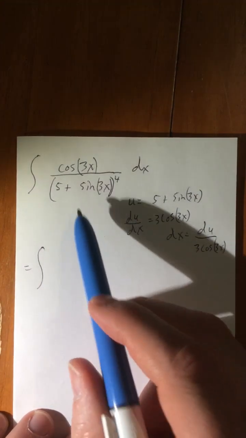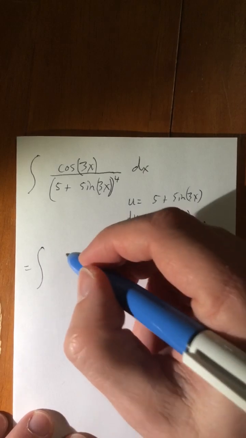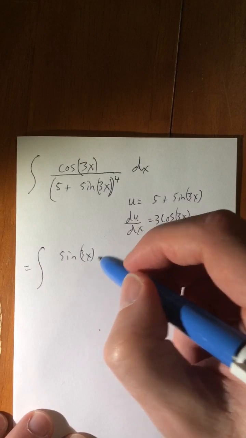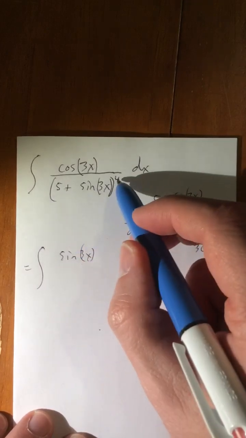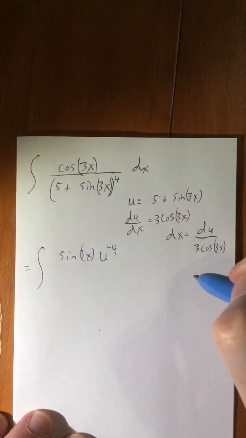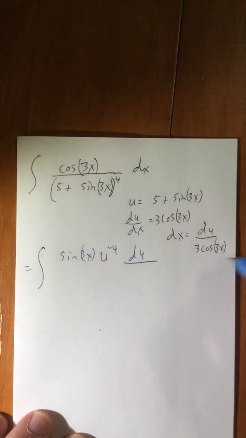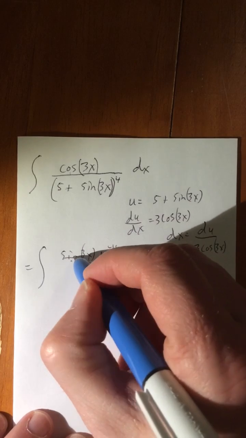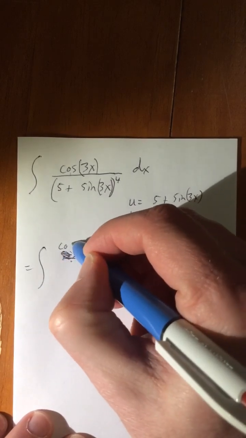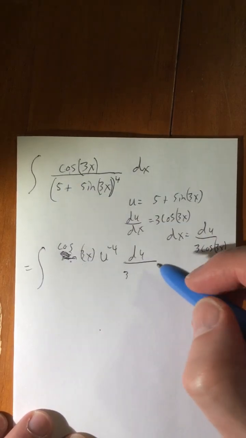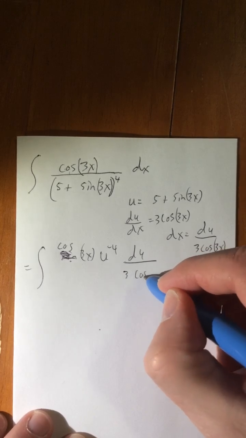So we're going to substitute here. So 5 plus sine 3x, well, that's u. And so I'm going to say that that's u to the 4th, but it's on the bottom, so I'm going to say u to the negative 4th. And then we're going to have a du over 3, something went bad here. Oh, sine, cosine. That should be a cosine. Yep, I was just trying to copy this down and I wrote sine instead of cosine. Not smart. Du over 3 cosine 3x.